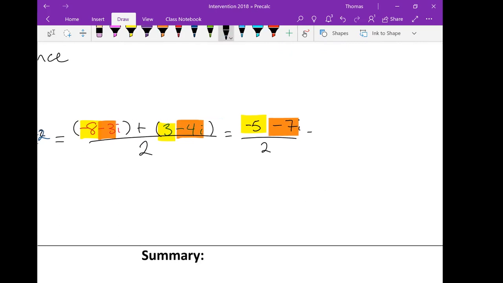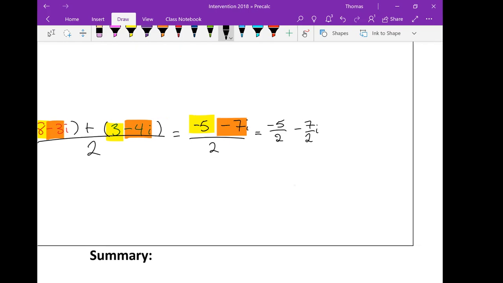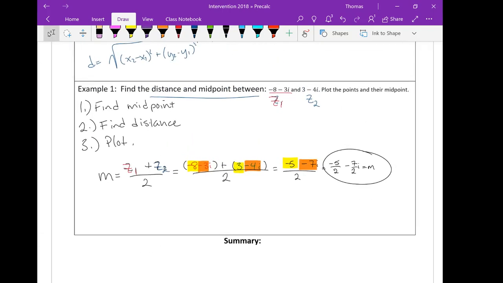And then lastly, we want to write this as a point. So I'm going to split these two up: negative 5 over 2 minus 7 over 2i. So that's our m. That's the midpoint. All right.